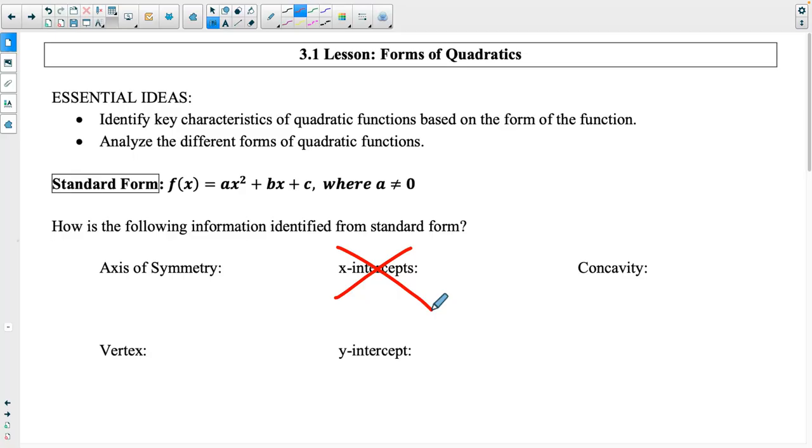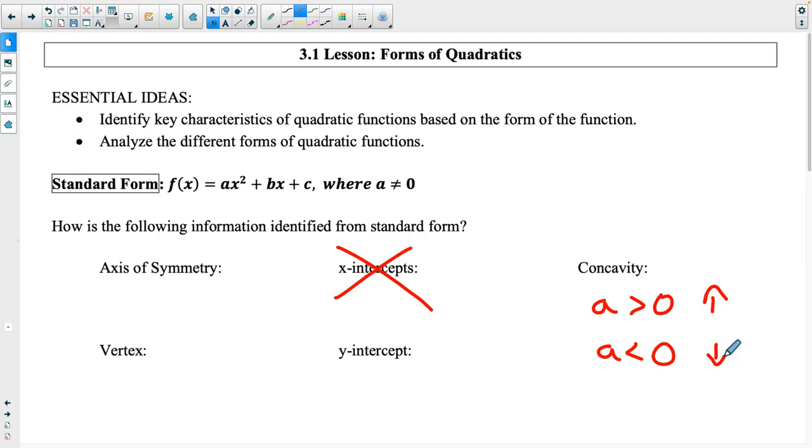Axis of symmetry, vertex, y-intercept, concavity. What are we thinking? You can find concavity by looking at a. Yeah, so we can look at a. And so if a is greater than 0, a positive number, it goes up. And if a is less than 0, it goes down.